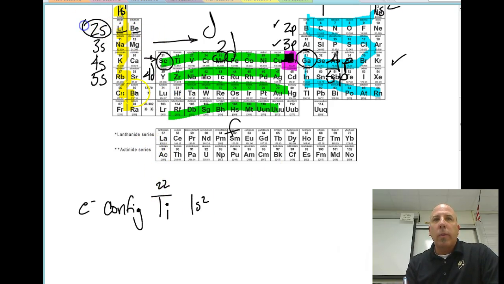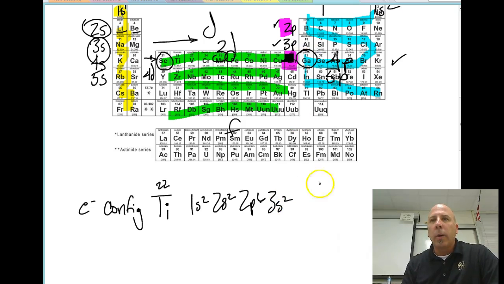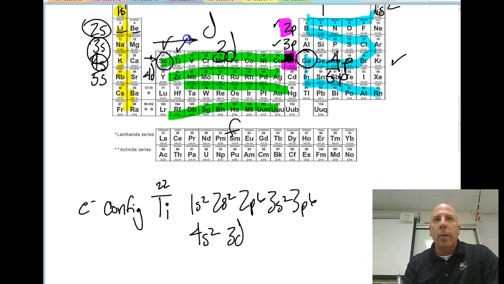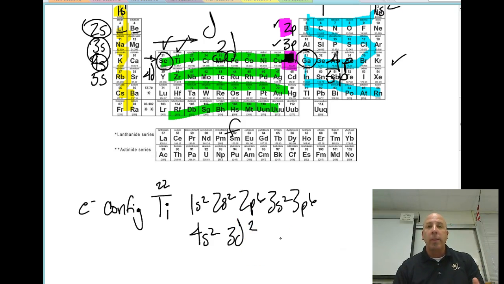So we're going to start up there right at the top with our 1s, and so we're going to go 1s2. By the way, titanium has 22 electrons in a neutral state. Drop back down over here to our 2s, 2s2, straight across to our 2p. There's our 2p right there, and we have 2p6. Back down to our 3s, 3s2, straight across to our 3p6. Coming back down over here to our 4s. And I'm going to drop it down here and go 4s2, and then come across and we have our 3d, and 2 electrons, so it's going to be 3d2.